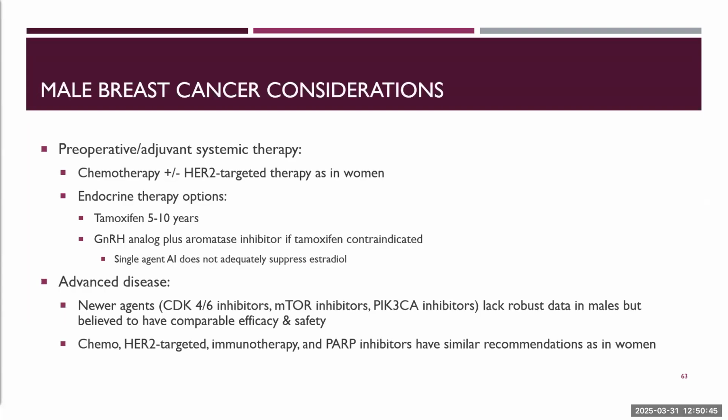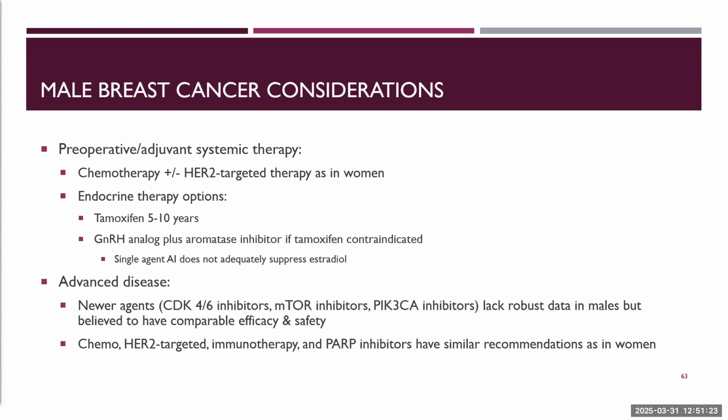So now just to briefly touch on male breast cancer considerations. For preoperative or adjuvant systemic therapy, chemotherapy plus or minus HER2 targeted therapy is the same as it would be for our female patient population. Where we see a little bit of a difference is our endocrine therapy options. A male breast cancer patient can receive tamoxifen in the adjuvant setting for 5 to 10 years. If they are not a candidate for tamoxifen, for example if they have an active DVT or a history of DVT, we would need to do a GnRH analog plus an aromatase inhibitor.